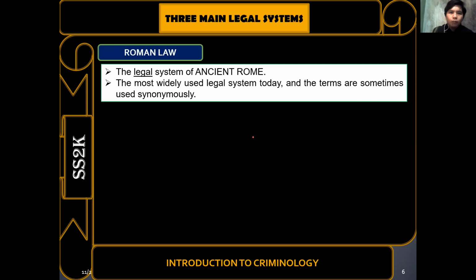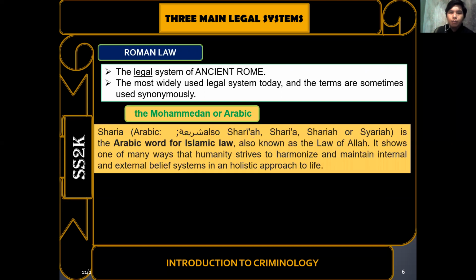So, the three main legal systems which our criminal law are anchored to, we have the Roman law, the legal system in ancient Rome, the most widely used legal system today, and terms are sometimes used synonymously. So, example po is yung Mohammedan or Arabic law, in Muslim areas, they have the so-called Sharia.